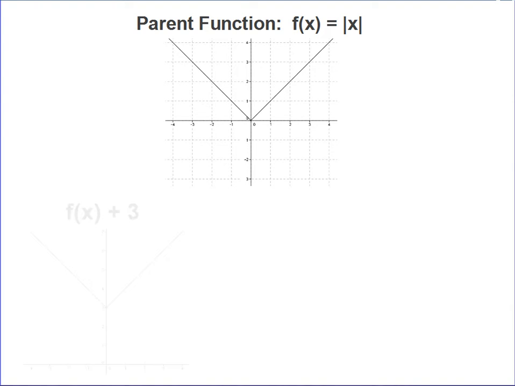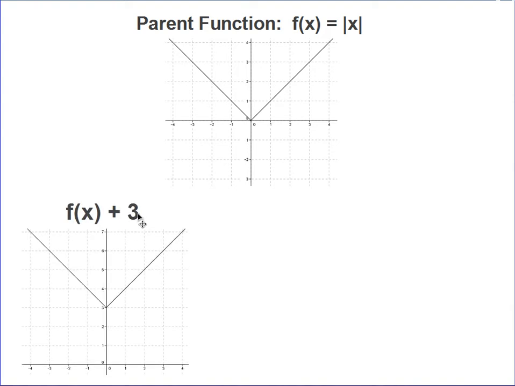Let's take a look at the graph of f of x plus 3 then. This is what it looks like in function notation. If I write it in terms of the absolute value of x, it would look like the absolute value of x, and then plus 3 would come after the entire function, or outside the absolute value brackets. So we're going to call this adding outside the function.